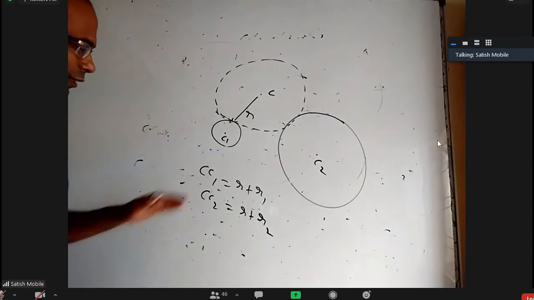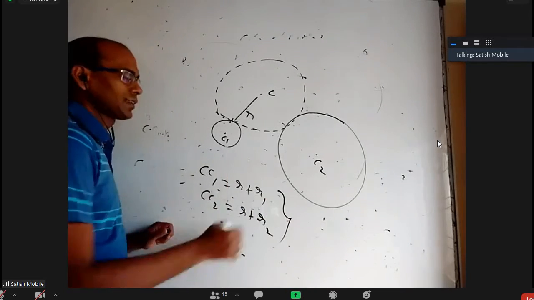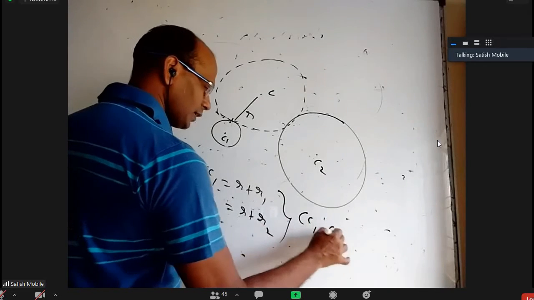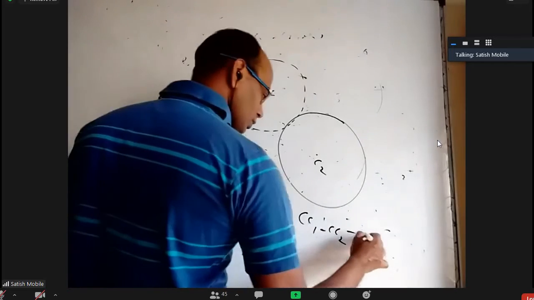Okay, where are we now? So now R is changing. How to eliminate R is that you subtract these two. CC1 minus CC2 is equal to R1 minus R2.